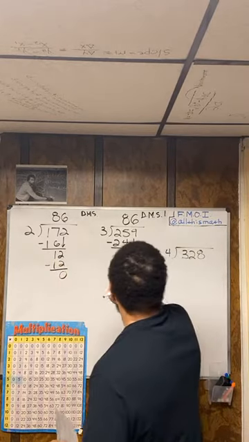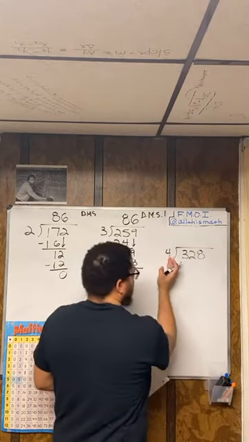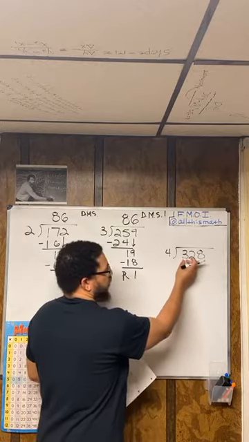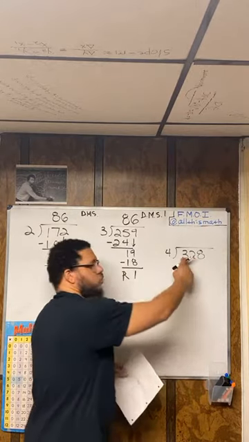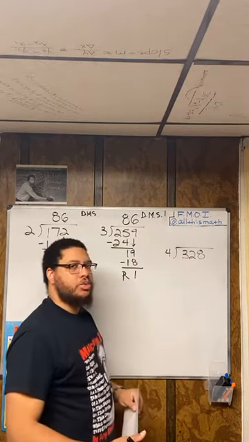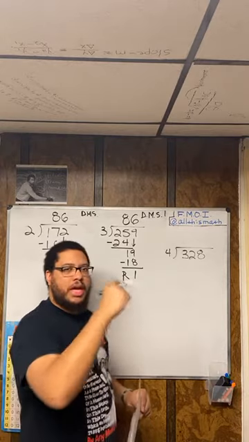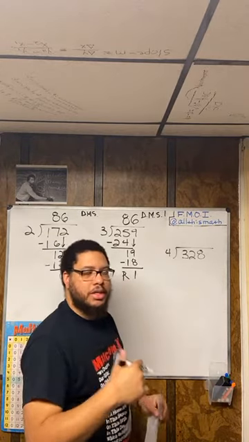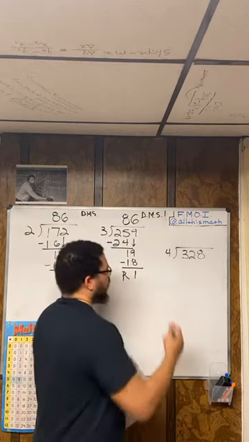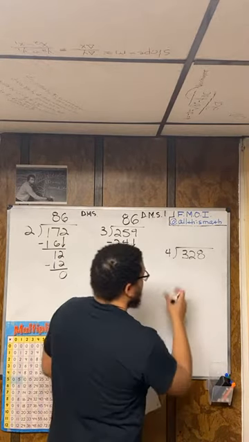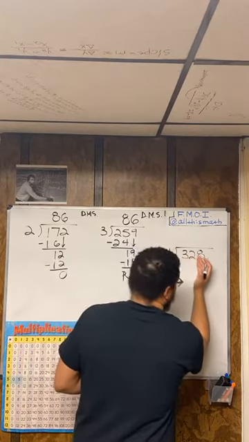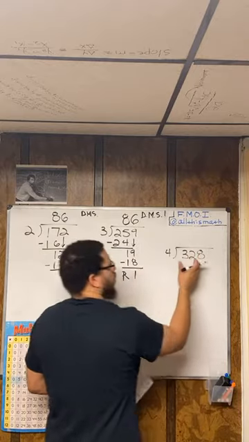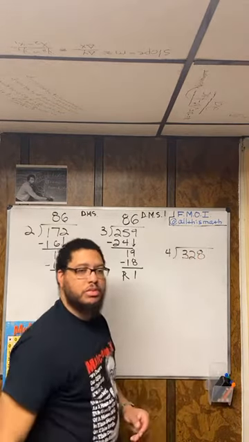Right? So now we look at the 4 and we say, how many 4s can fit into 3? 3 is too small. We can't fit a whole 4 into 3. It's not enough space, right? 4 is a bigger number than 3. But what if I look at this as 32? Instead of 3, 32. How many 4s fit into 32?